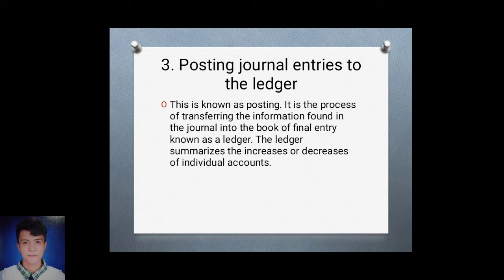So, it's understandable, no? First, number 2 is to record the transaction in the journal. Then the first transactions are summarized, then placed in the ledger.